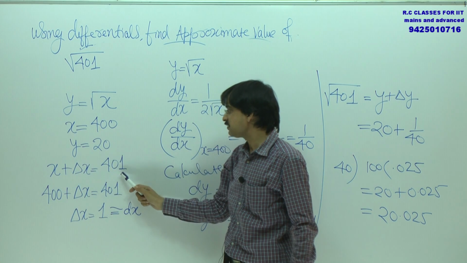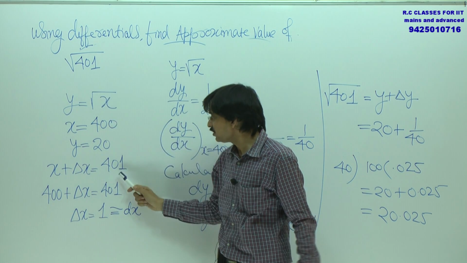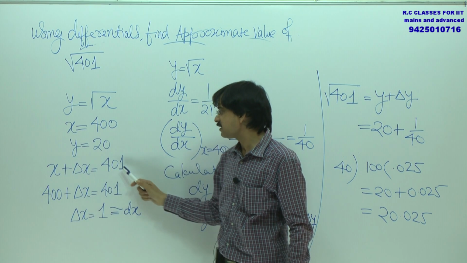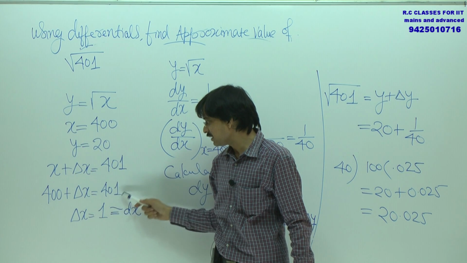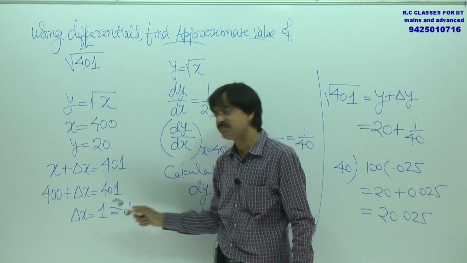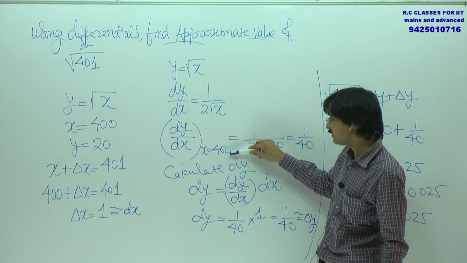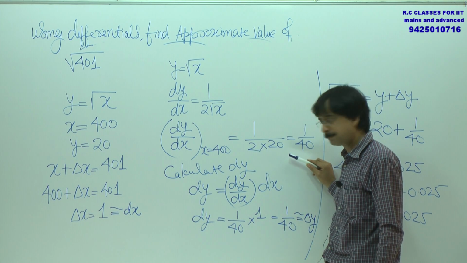X plus delta x is equal to 400. We want to find out the value of root over 401. So you have to find the value of square root of 401. So x plus delta x is equal to 401. We have taken x as 400, so delta x is coming as 401 minus 400, which is 1. Take the square root function, differentiate that function with respect to x and keep x equals to 400 there. You will be getting the dy by dx there.